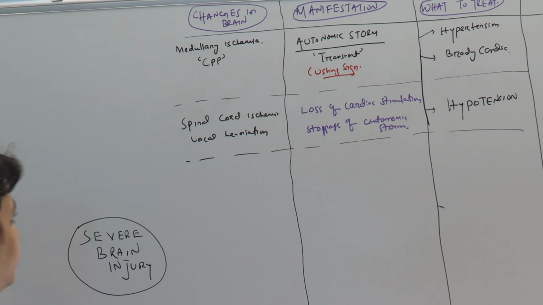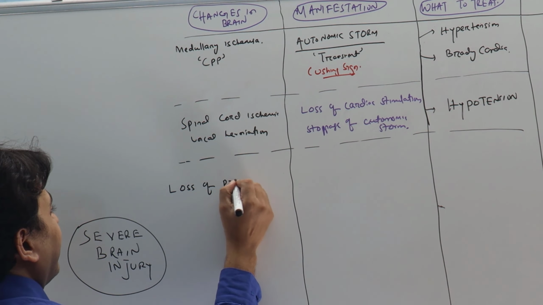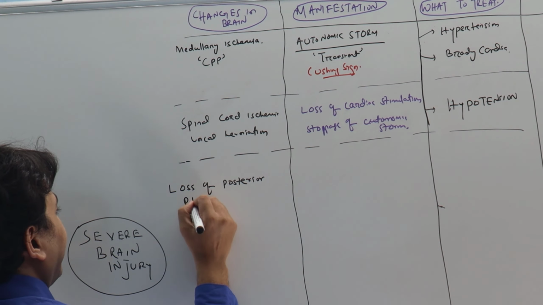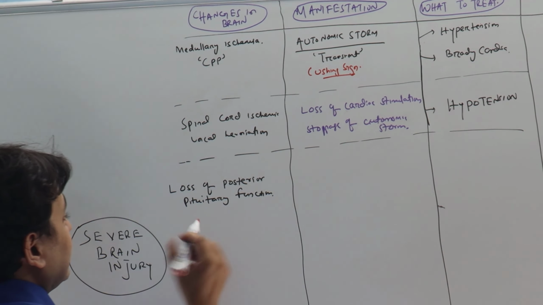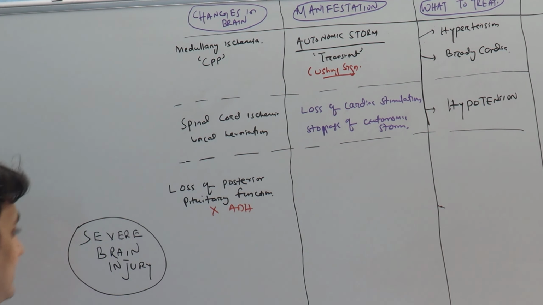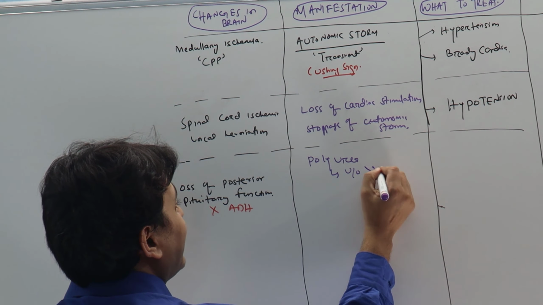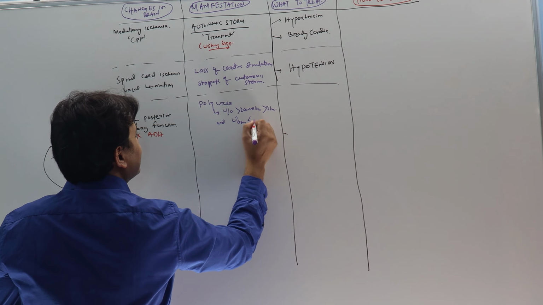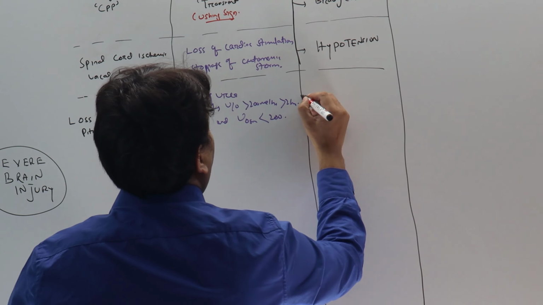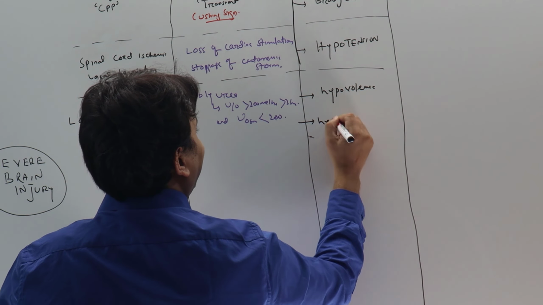Thirdly, there will be loss of posterior pituitary function that will lead to stoppage of secretion of ADH that will cause polyuria, which is by definition urine output more than 200 ml per hour for more than 2 hours, and urine osmolality will be less than 200. It will produce hypovolemia and hypernatremia.